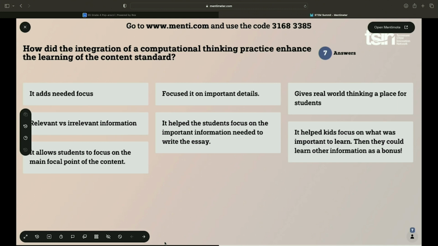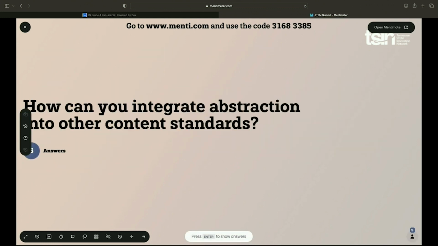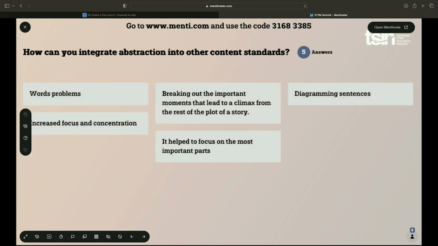All right, we're going to click here for our next slide. And what this is going to do is take you to the next question that we'd love your feedback on. How can you integrate abstraction into other content areas?